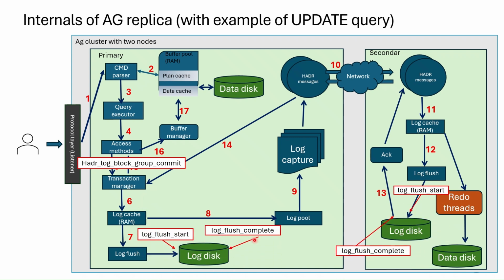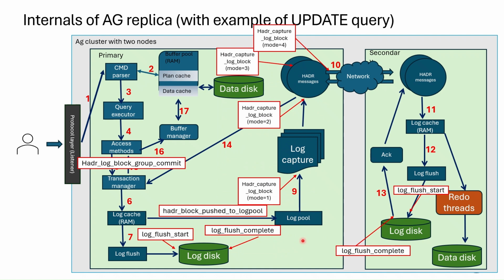Next, events are related to disk performance. We can track when a specific log flush started and completed in each replica. When logs are pushed to log pool, HADR block push to log pool is recorded. Next ones are related to capturing log blocks. Mode 1 is logged when capturing log block. Mode 2 is before queuing block to message queue. Mode 3 is when message is ready to be dequeued and ready to be sent. Finally, mode 4 is when the block reached transport layer and just before sending to secondary.